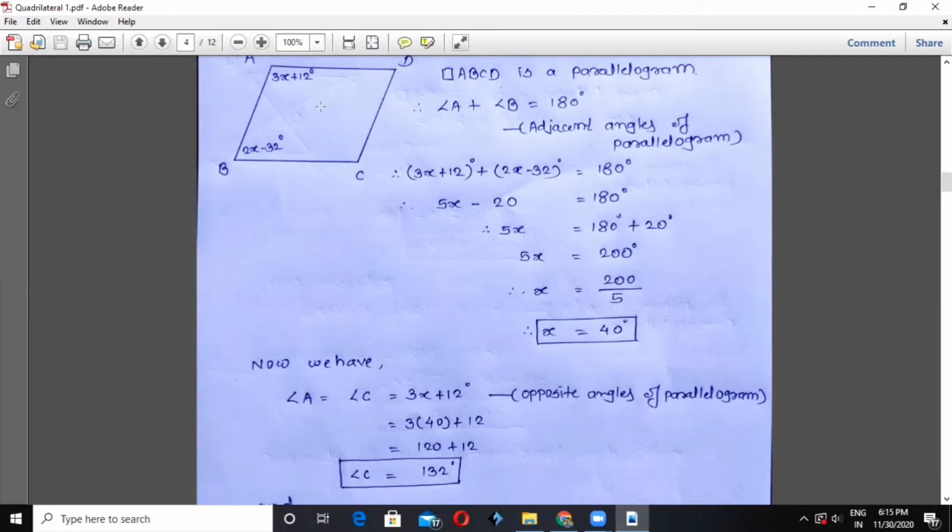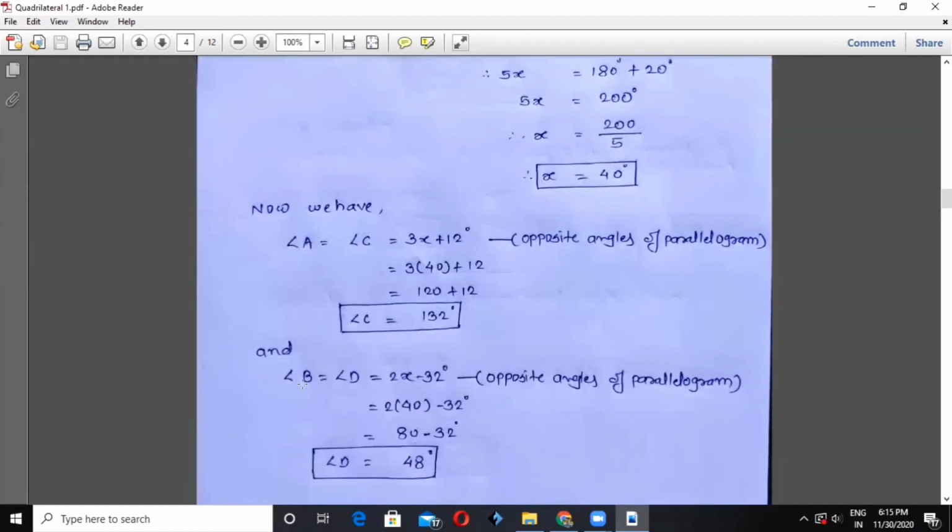Similarly, there is another pair of opposite angles, that is angle B and angle D. So they must also be congruent. So angle B is equal to angle D is equal to 2x minus 32. Again, if we replace x by 40, we will get 2 into 40 minus 32. 2 into 40 is 80 minus 32, that will be 48 degrees. So the measure of angle D is 48 degrees. So here the measure of angle C is 132 and the measure of angle D is 48 degrees.